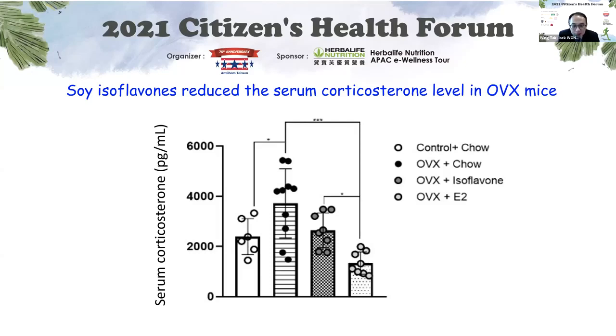Using an ELISA assay, we also determined that corticosterone level was significantly increased in the OVX mice serum, while the treatment of soy isoflavones could reduce the increase in corticosterone levels. Corticosterone is a steroid hormone of the corticosteroid type produced in the cortex of the adrenal glands. Its level is regarded as a reflection of stress.